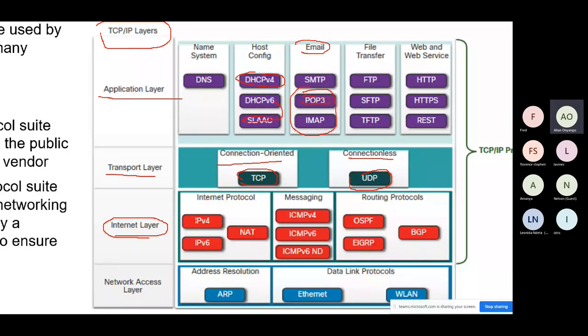So many of them here that we will talk about. Finally, under the network access layer, under address resolution, we have what's called ARP, Address Resolution Protocol. Under data link, of course, we have the Ethernet protocol, which we will talk about later on. And WLAN, we must know about WLAN, because WLAN is what we call Wi-Fi, Wireless Local Area Network. So these are the OSI layers.